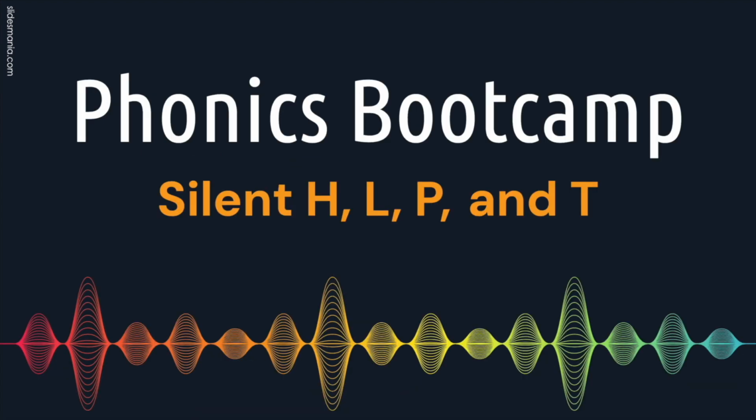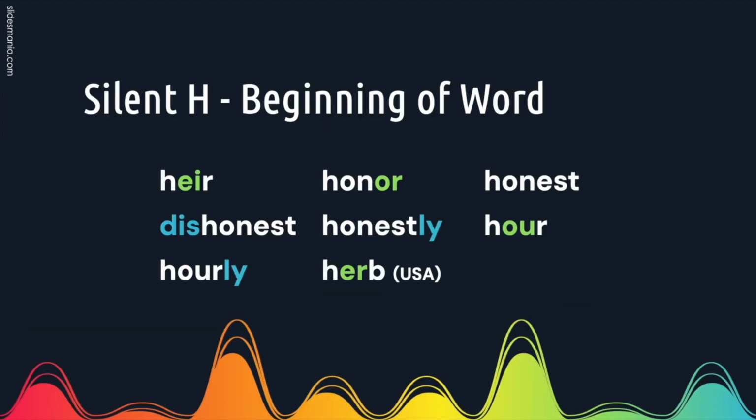We're going to learn about silent H, L, P, and T. In some words, H is silent at the beginning. EI says A, so here we have the word air. Honor. Notice that OR, while it says or, at the end of a word usually sounds more like er. Honest.